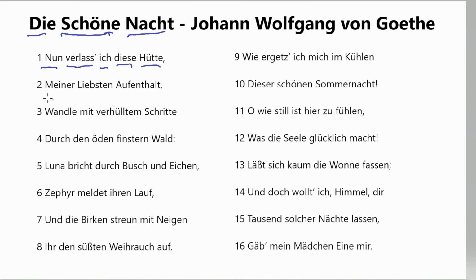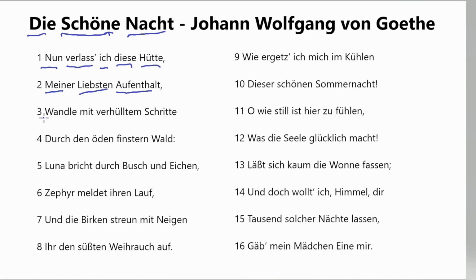Meine liebsten is like my lovers. So he's talking about the person that he loves. And Aufenthalt is a place where someone stays, a residence. So he's describing the hut that he just left. Nun verlass ich diese Hütte, meine liebsten Aufenthalt. So now having left this hut, which is the residence of my love, or the woman that I love.